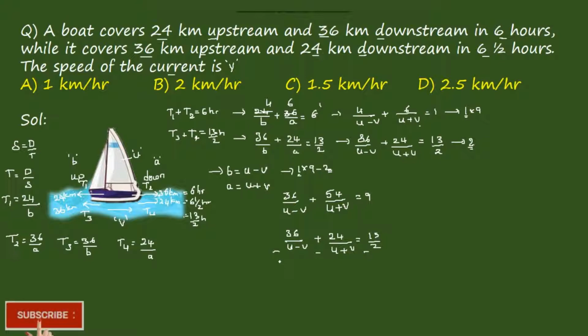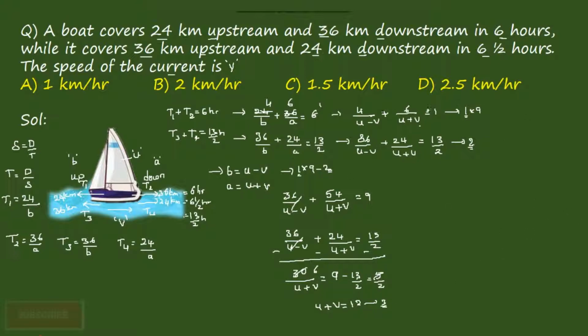And you get this. These two will be getting cancelled. Then you get 54 minus 24, it becomes 30. 30 by U plus V is equal to 9 minus 13 by 2, which is equal to 5 by 2. By cross multiplying, it goes by 6. Then you get U plus V is equal to 12. Consider this one as the third equation.